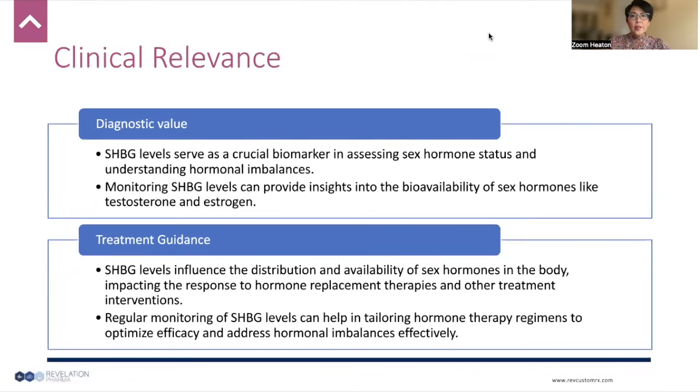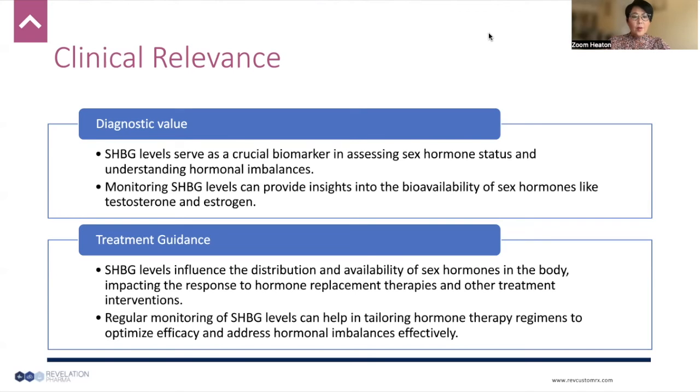Okay, so now let's look at the clinical relevance of SHBG in clinical practice. It has diagnostic value. SHBG levels serve as a very important biomarker in assessing sex hormone status and understanding hormonal imbalances. Monitoring SHBG levels can provide insights into the bioavailability of sex hormones like testosterone and estrogen.